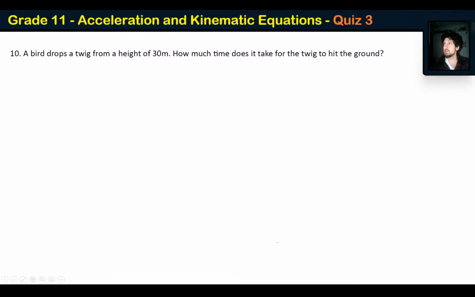A bird drops a twig from a height of 30 meters. How much time does it take for the twig to hit the ground? Okay, so once again, 30 meters. And we've got a bird. Oh, so it's not a cliff this time, it's a bird. I'm drawing a plane instead for some reason. I'm really terrible at drawing using this. Well, anyway, so here's the twig.